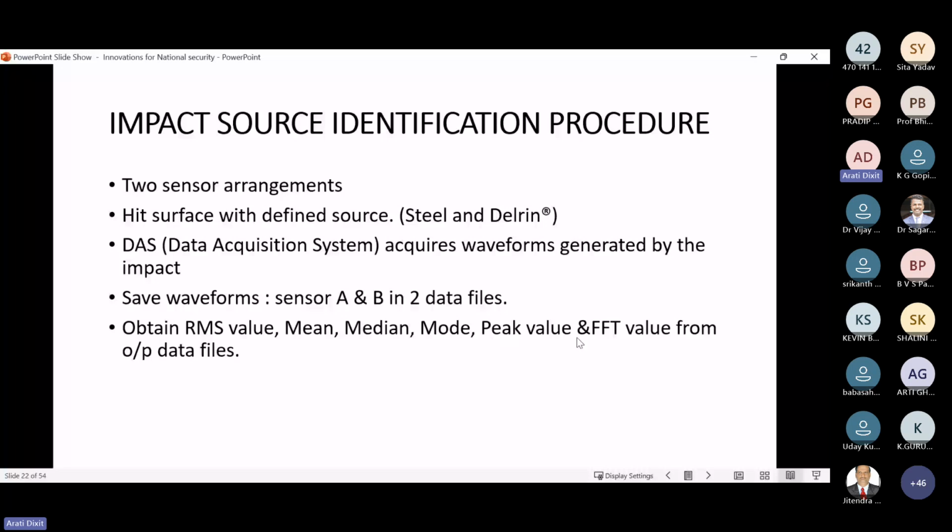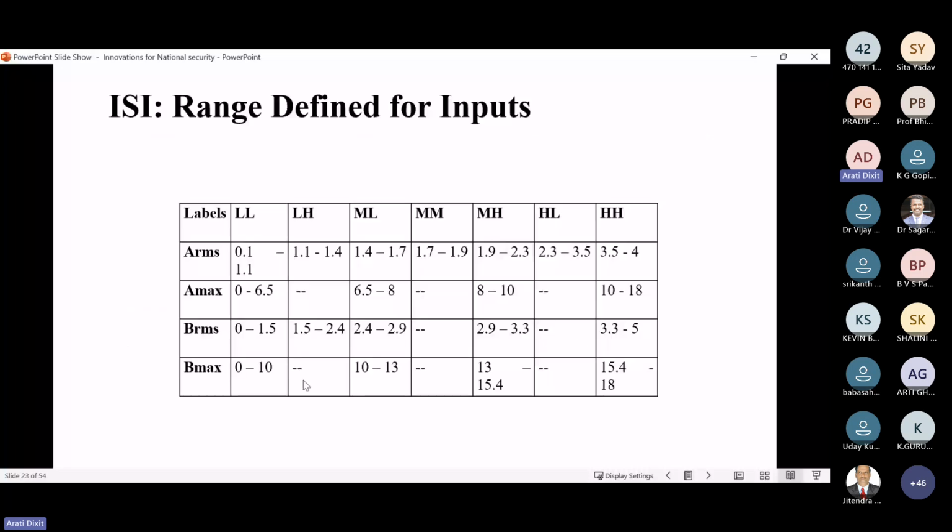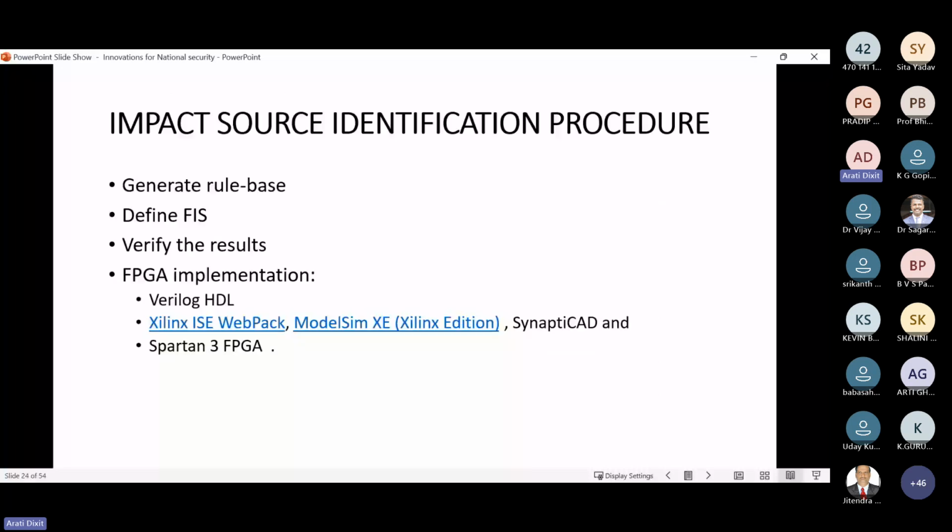So basically, for naive users, let us assume that we extract some information from these sensors, right? And now we have to decide the ranges for different labels that we are using for the system here, and we generate the rule base, define the fuzzy inference system, and once that is done, verify the results and go for the FPGA implementation again.